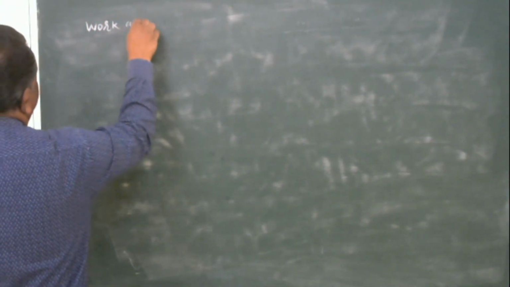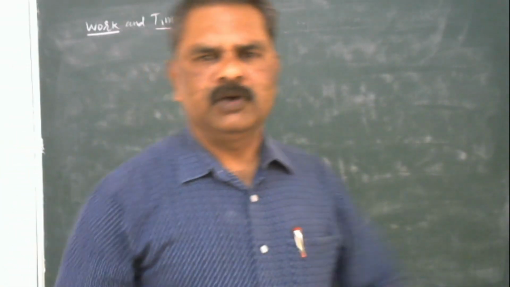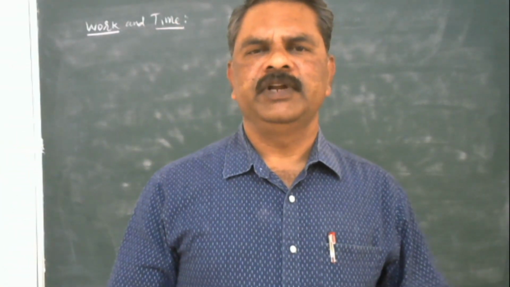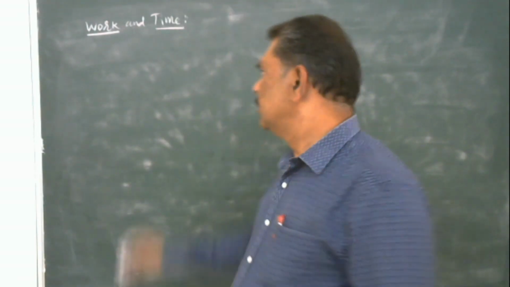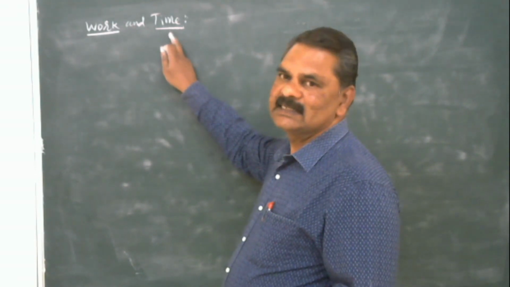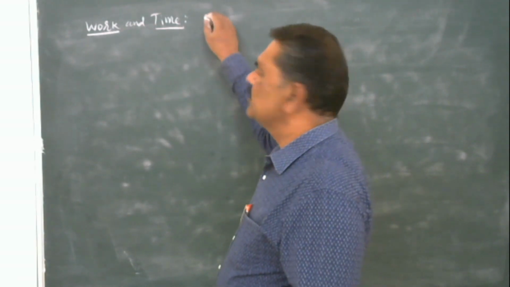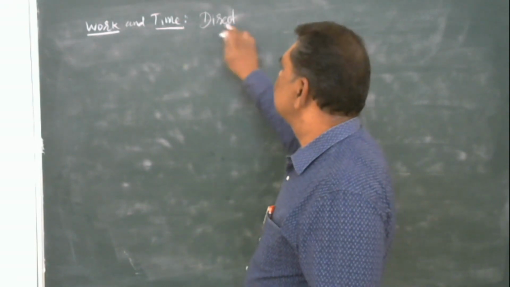Now I am going to compare two different things. Very, very important. Work and time. Two quantities I am comparing. If you want to do more work, we need more time. If you want to do less work, we need less time. So when work increases, time also increases. Work decreases, time also decreases. Then we say these two quantities are in direct proportion.